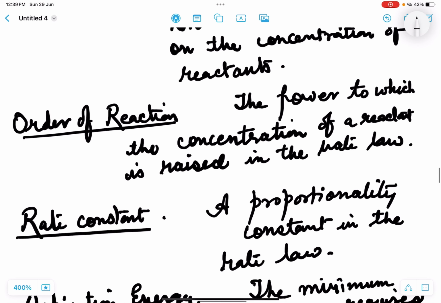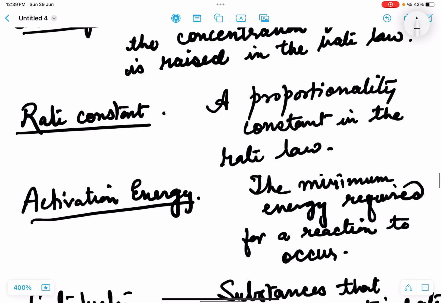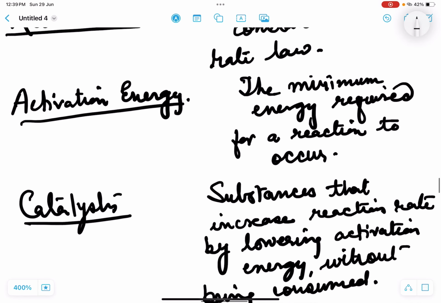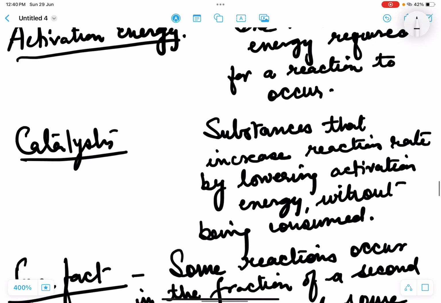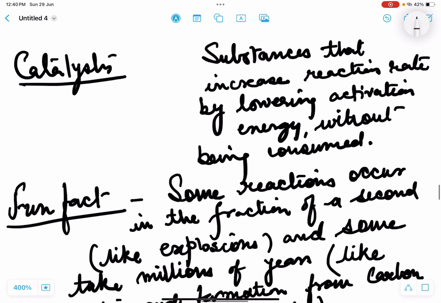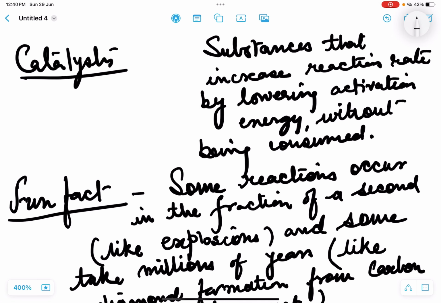The next is order of reaction. Order of reaction means the power to which the concentration of reactant is raised in the rate law. Now another term, rate constant. It is a proportionality constant in the rate law. Correct? Denoted by K. Activation energy: the minimum energy required for a reaction to occur is called activation energy. Catalyst: substances that increase reaction rate. How? By lowering the activation energy without being consumed.